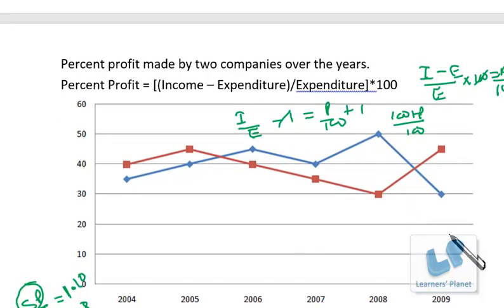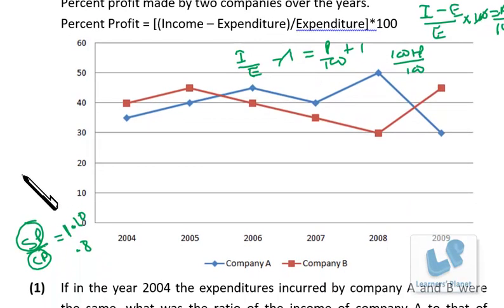And you can compare this formula with this. SP minus CP by CP into 100 is profit percentage. So basically, if there is 10% profit, SP is 1.10 times CP. So the same concept will be used over here.